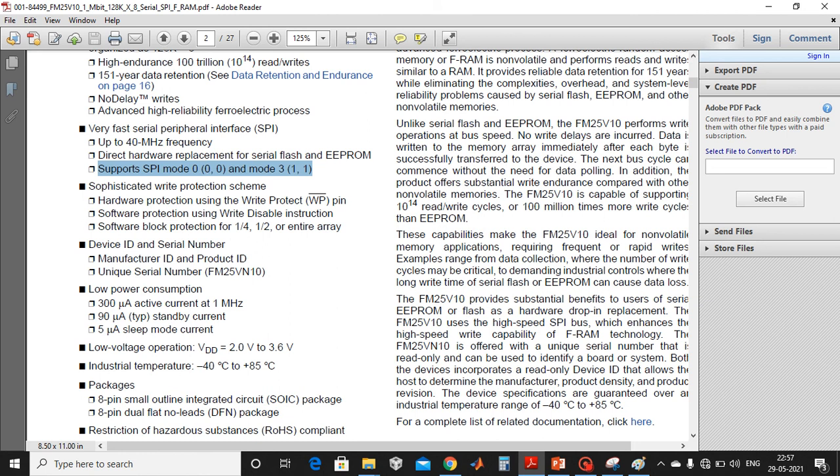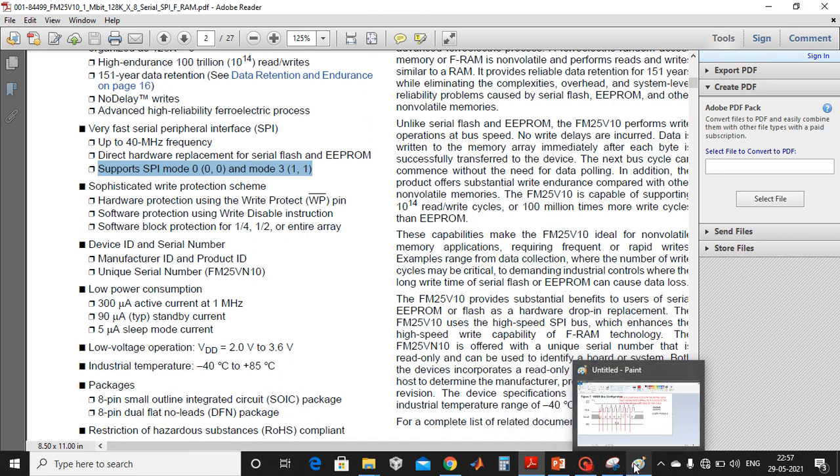That means if your slave device supports SPI mode 1 and you are configuring your master as SPI mode 0, then slave will not accept any data from the master device. So I hope this information is clear to you, and this is very important. I am repeating this point one more time.